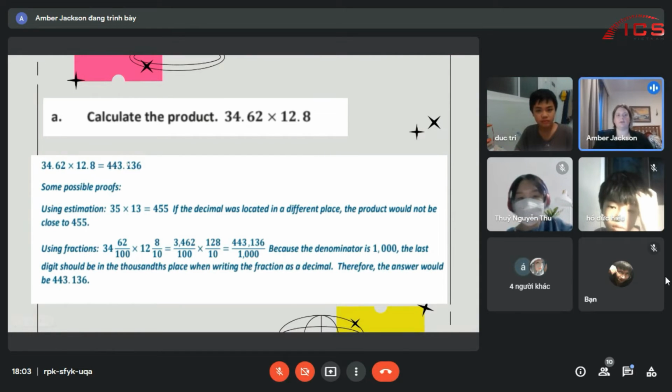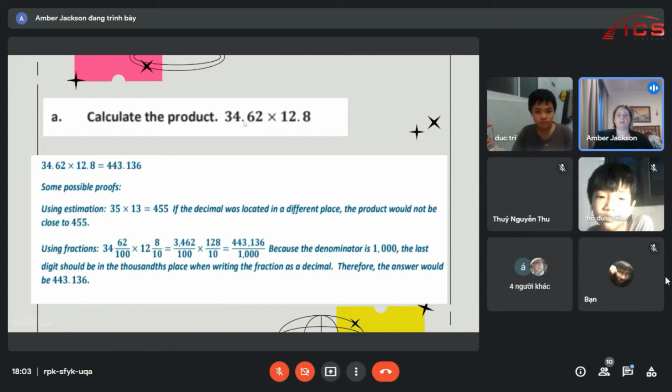So what we can do is we use fractions, and we turn 34.62 into a fraction of 34 and 62 over 100, because it's two decimals, or two positions after the decimal, means it's over 100. And then we multiply it by 12.8. And so it'd be 12 and 8 over 10, because there's only one number after the decimal place, so it's over 10.